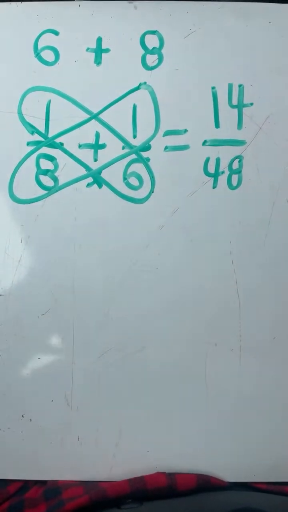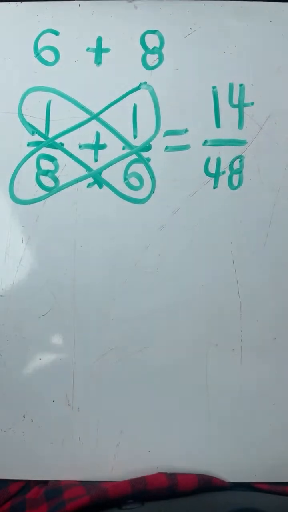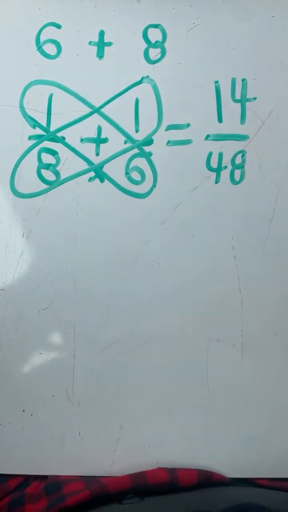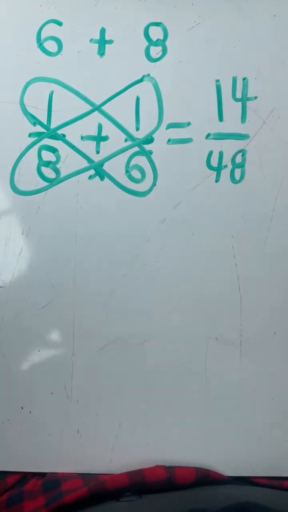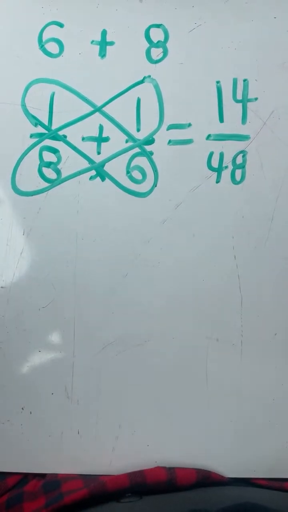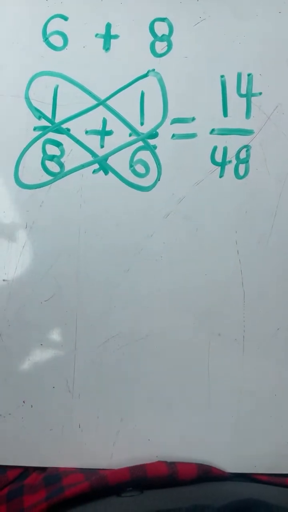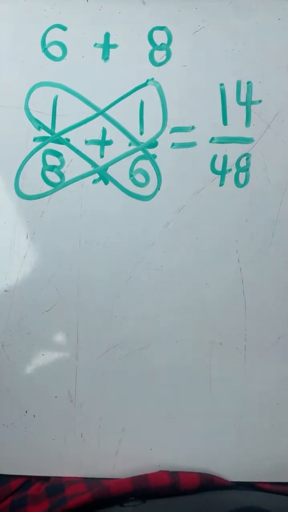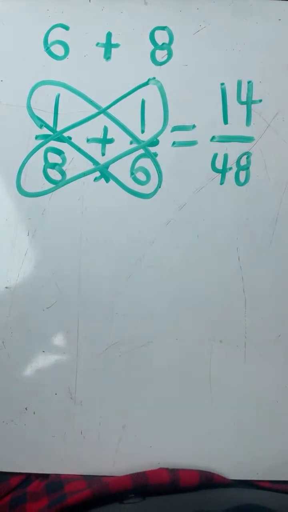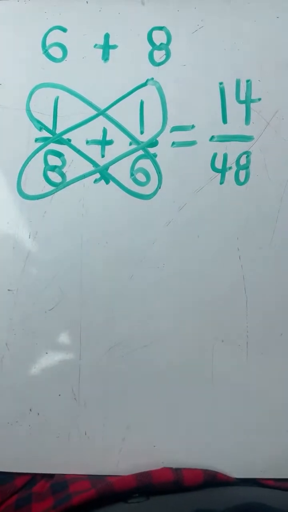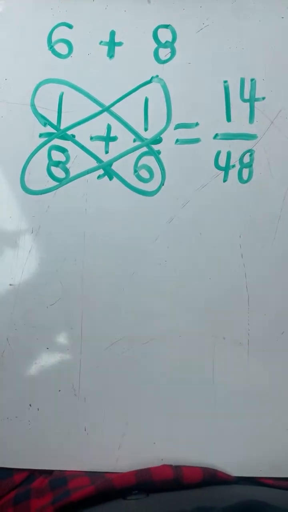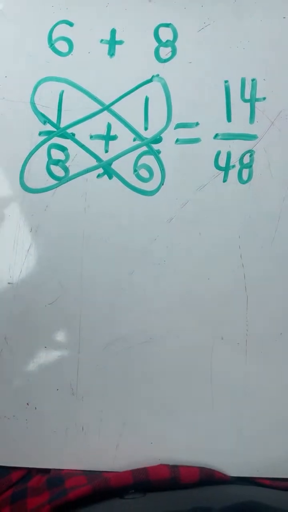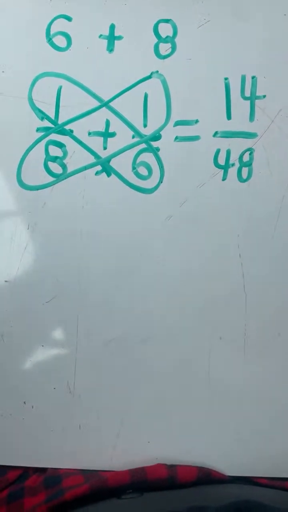Now we have our answer, but it is not the final answer because it can be reduced to lower terms. But as of right now, 1/8 plus 1/6 equals 14/48. Usually I make my reducing fractions to lowest terms videos separate, but on this occasion I am actually going to reduce to lowest terms here, because I've had people in the comments wanting me to do that in the same video.